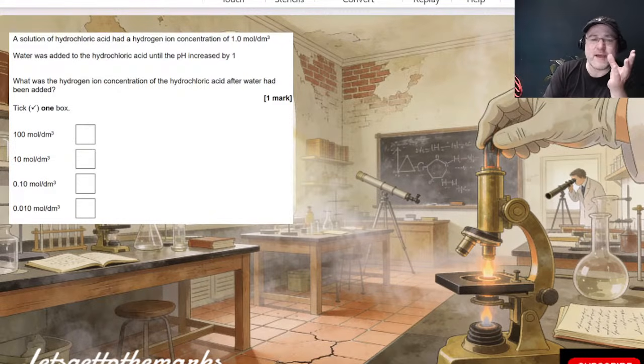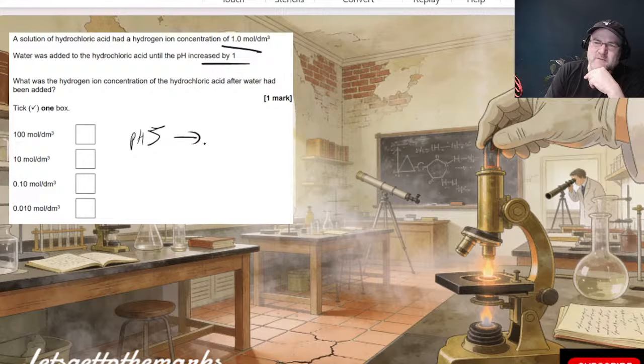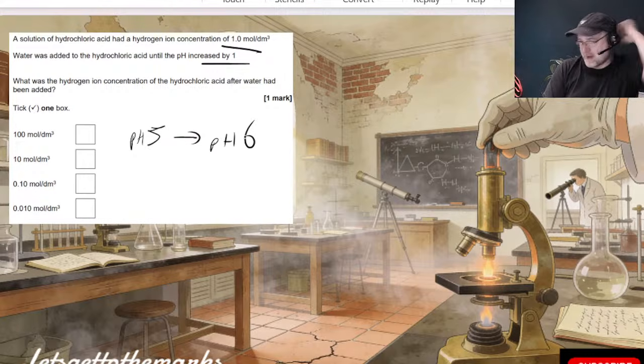Look, there's another pH one, guys. A solution of hydrochloric acid had a hydrogen ion concentration of 1 mole. Water was added to the hydrochloric acid until the pH increased by 1. Okay, so they're diluting it. So maybe it went from pH 5 to pH 6. It got diluted. What was the hydrogen ion concentration of the hydrochloric acid after water had been added?